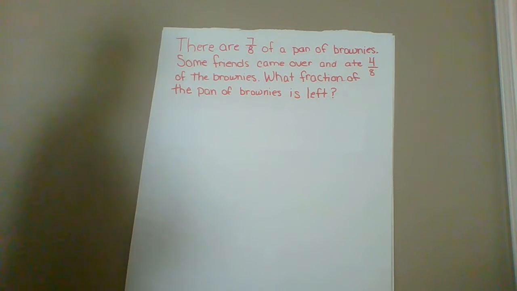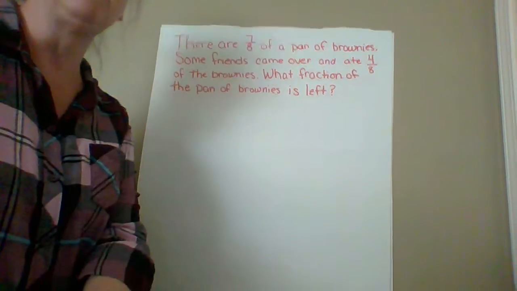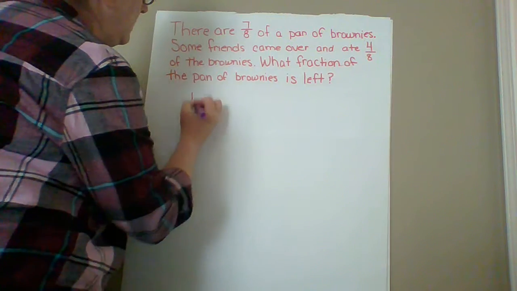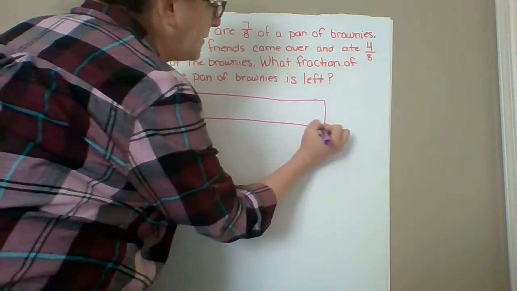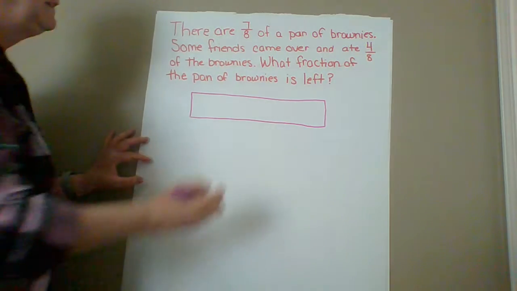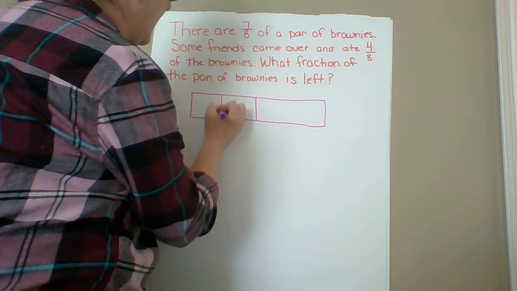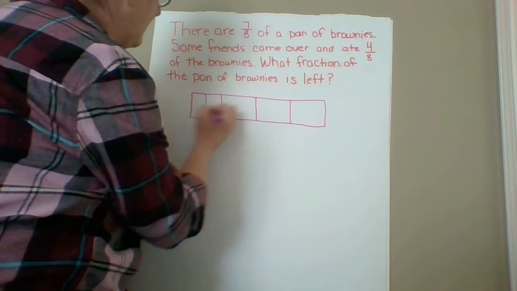Okay, now that you have your representation, I would love to have you come up and share your representation, but we're not able to do that. So I'm going to go ahead and draw. And I use a tape diagram. If you want to use a rectangle that seems more like a pan of brownies to you, that's fine too. So halves, fourths, eighths.